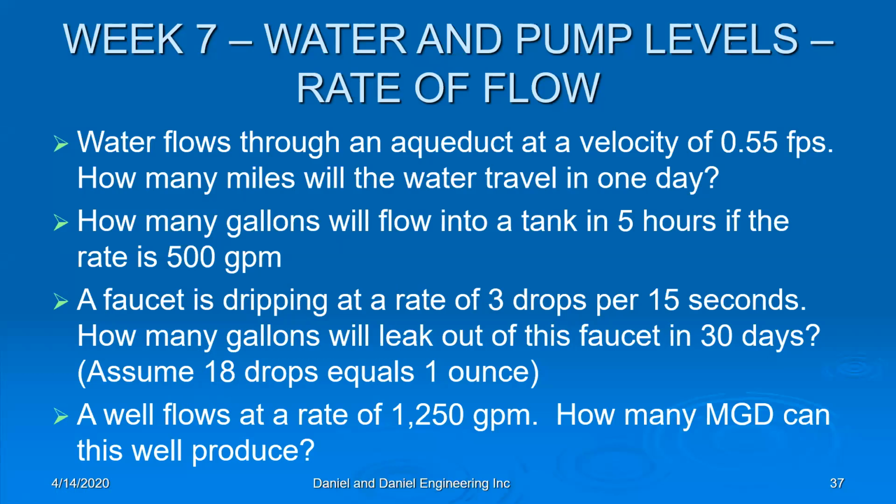A faucet dripping at a rate of 3 drops per second. How many gallons would the faucet leak in 30 days? And they told you, assume that 18 drops is equal to 1 ounce.